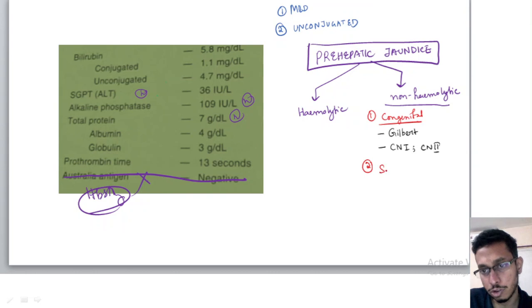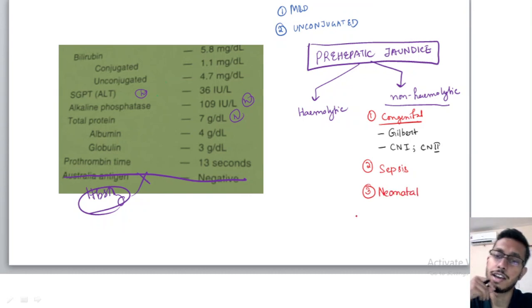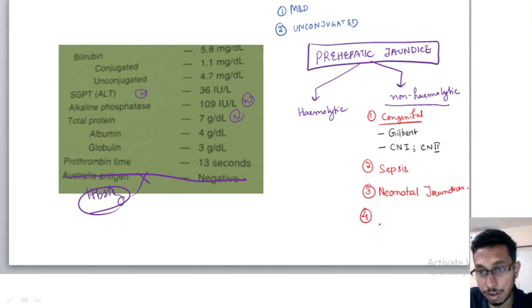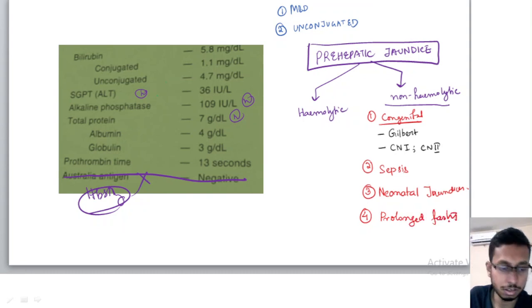Sepsis is the most common cause of non-hemolytic jaundice to present as a pre-hepatic pattern. Then even neonatal jaundice, when UDP glucuronide conjugation is not proper, the mechanism has not yet developed, so it is unconjugated hyperbilirubinemia, neonatal jaundice. And prolonged fasting can result in non-hemolytic jaundice. Okay.